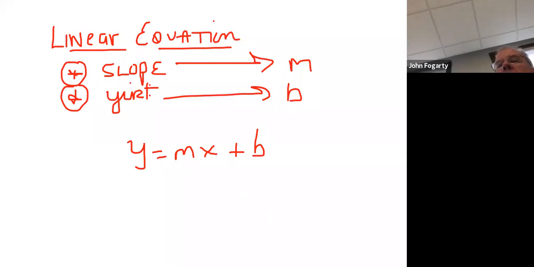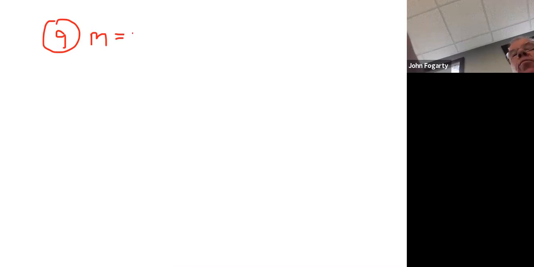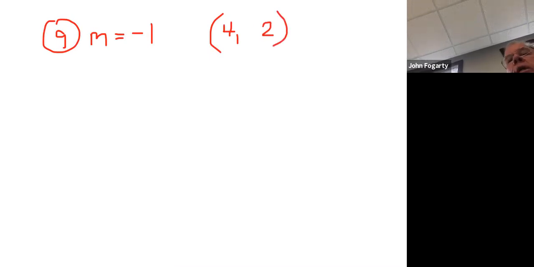All righty. Well, number 9 tells you the slope is -1, and it says the line actually passes through the point (4, -2). I think we did this one the other day. So I know that I'm trying to write this equation.